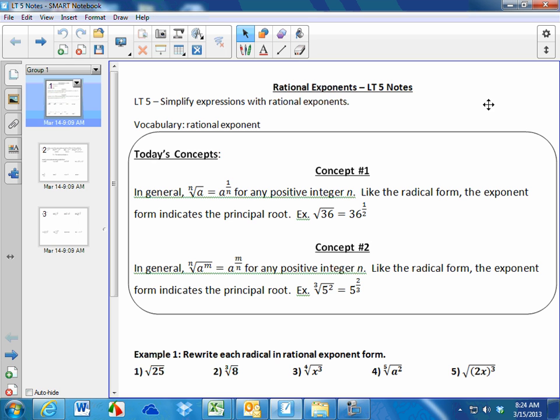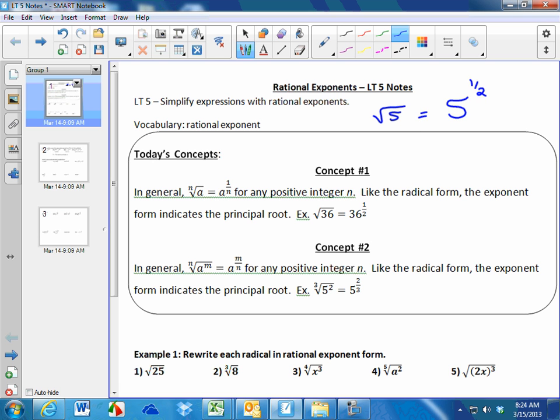All right, so concept number 1. You could take the nth root of a equals a to the 1 over n. So you could take a square root or a cube root or a fourth root, and you could rewrite it as an exponent. Example, you could take the square root of 5 and rewrite it according to this definition as 5 to the 1/2. What's the exponent on the 5 in the radicand? 1. What's the index? 2. So that's where this comes in. Same here. Square root of 36 could be rewritten as 36 to the 1/2.